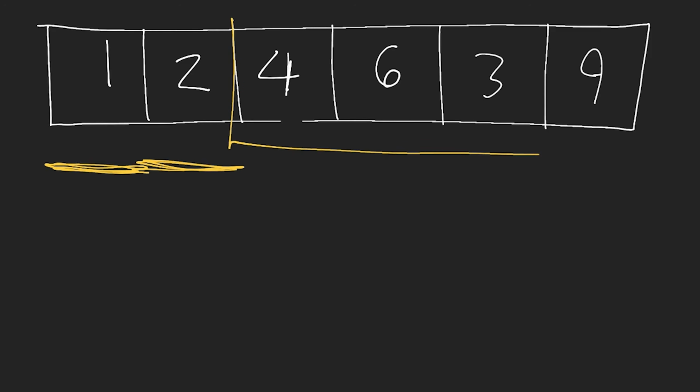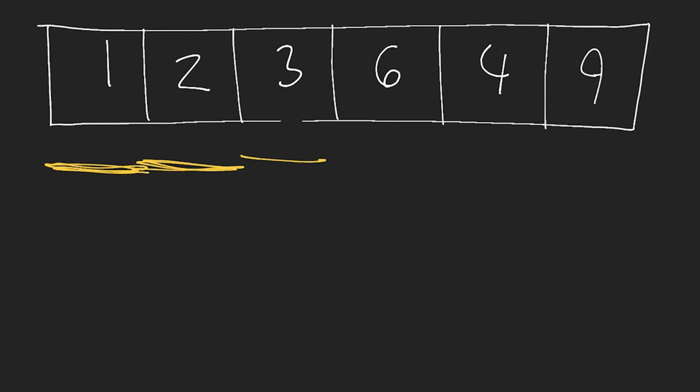Now again, when we're looking for the next minimum element, we're only looking to the right. So now we find 3. So we swap 3 and 4. And now this is the sorted portion of the array. Now we're looking to the right. Okay, so now we do the same thing. We are going to, if I can draw this correctly, swap 4 and 6.